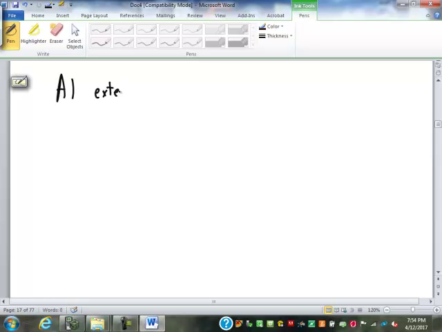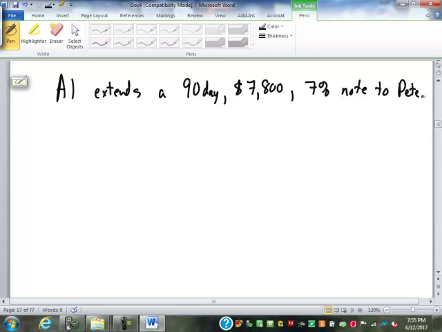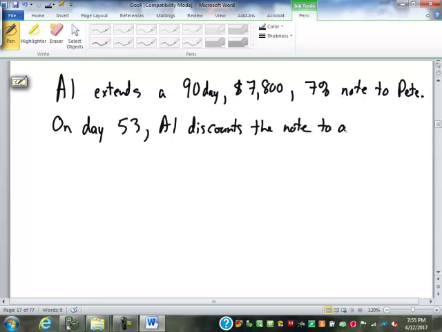Al extends a 90-day $7,800 7% note to Pete on day 53. Al discounts the note to a bank at 10%.